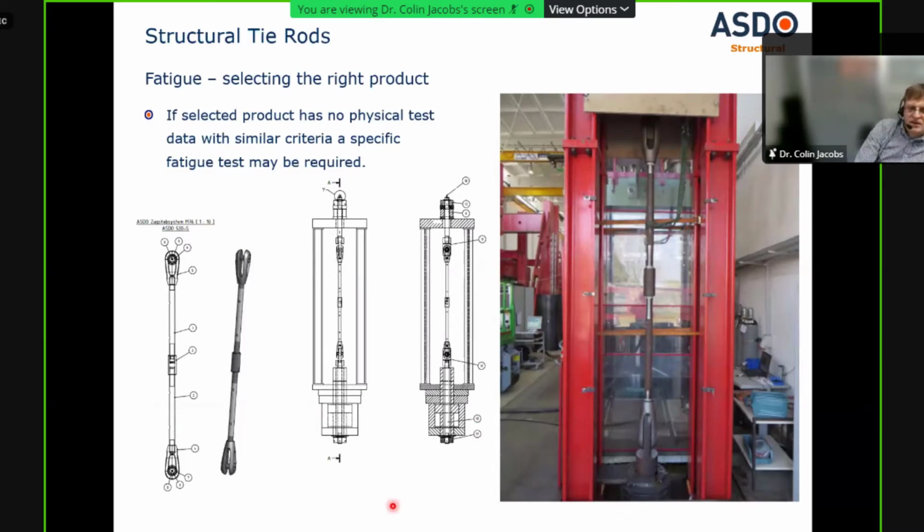So here we have access to a fatigue test here. So we make a mock-up and we just fatigue it generally to 2 million cycles, and we'll then do a tensile test after that to make sure it still reaches the proof load.